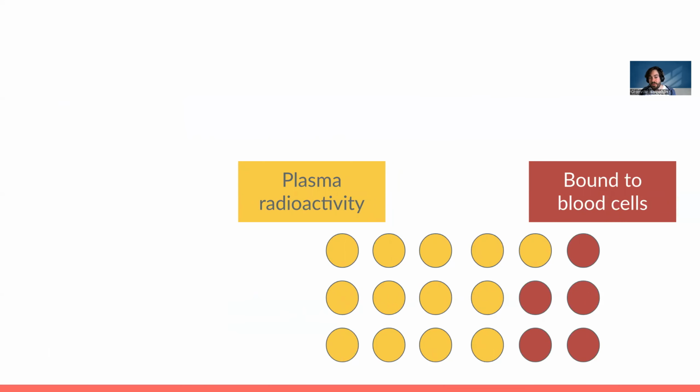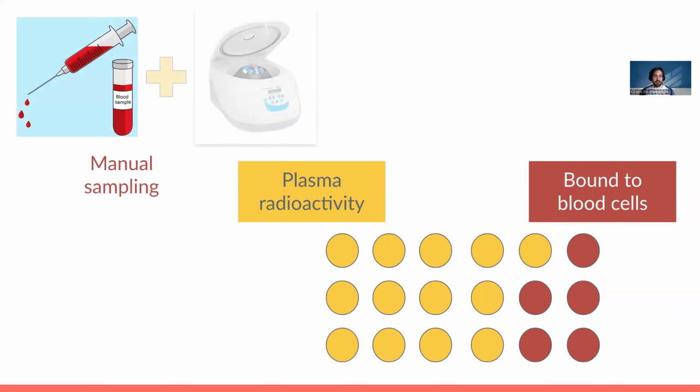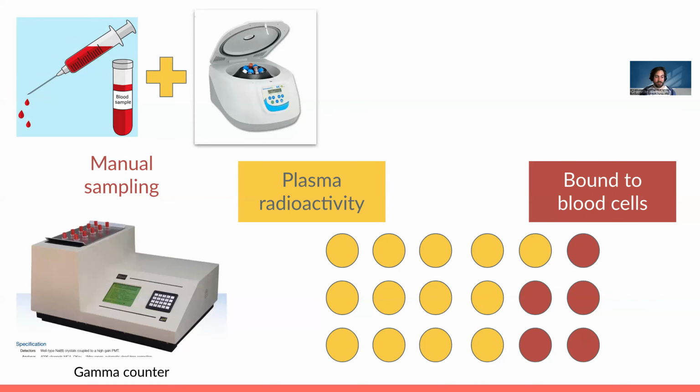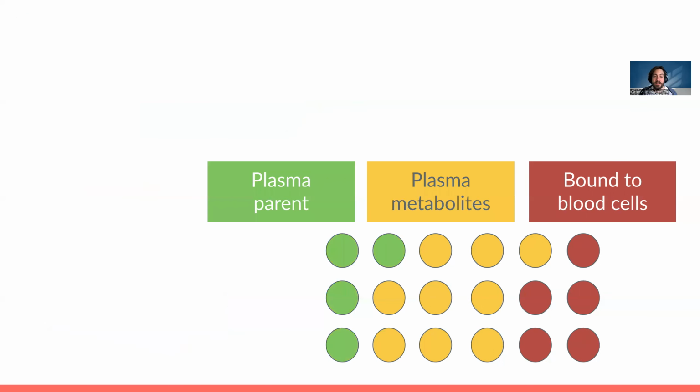However, the first big issue is that not all of the radioactivity in the blood is actually available to enter the brain. Some of it is bound to blood cells, but the rest of it is in the plasma. So the first thing we need to do is separate how much of the radioactivity is bound to blood cells and how much of it is in the plasma. So we take our manual samples, and instead of putting them directly into the gamma counter, we put them first into a centrifuge. We centrifuge out all the blood cells, and then we put the plasma into the gamma counter. Hooray, now we have plasma radioactivity.